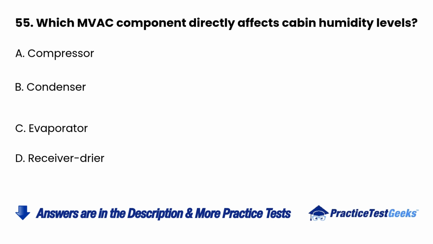55. Which MVAC component directly affects cabin humidity levels? A. Compressor. B. Condenser. C. Evaporator. D. Receiver dryer.